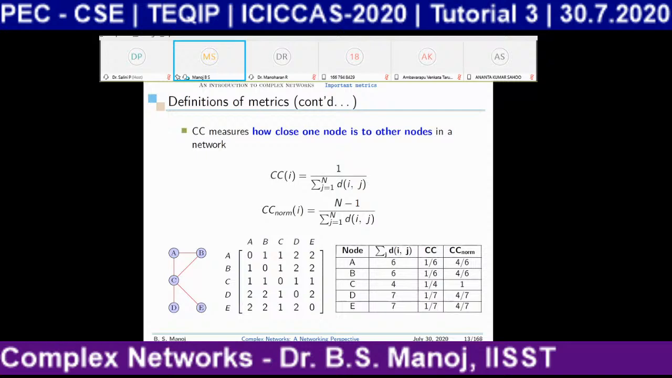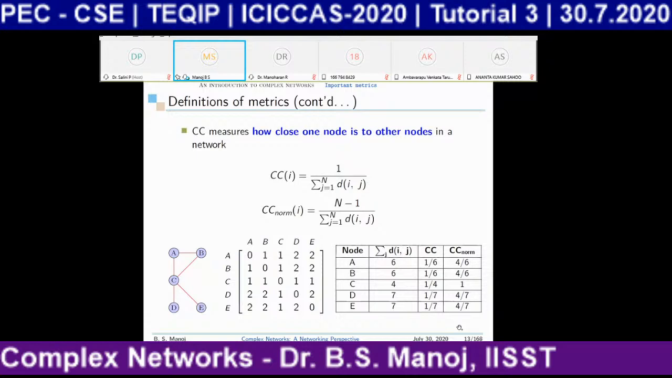Now, in some of the representations, we multiply this summed-up path length by n minus 1, because of the division in the denominator, the n minus 1 will come to the numerator. So that way, you will get a value between 0 and 1. Once again, a higher value of CC represents that the node is more central to the network.